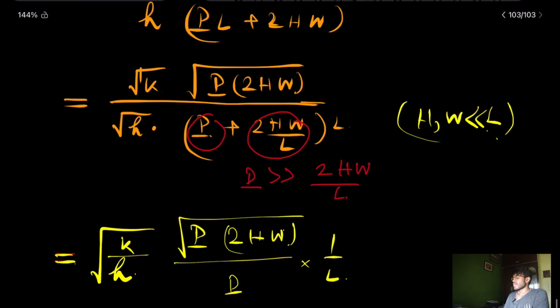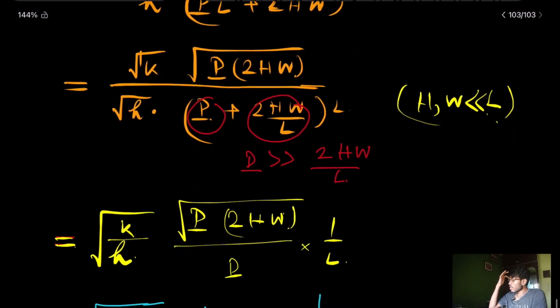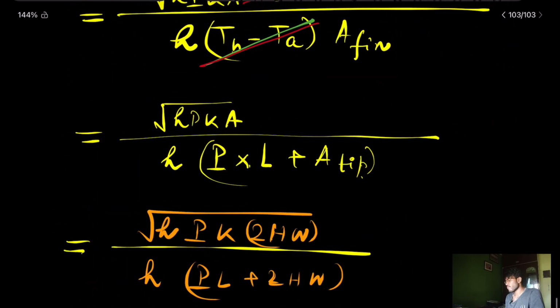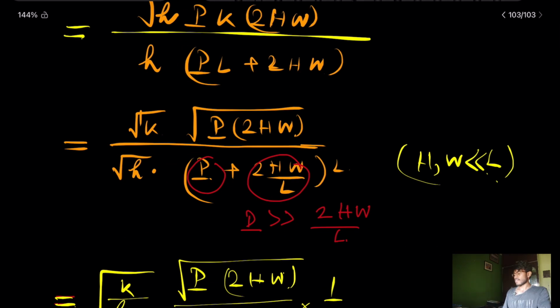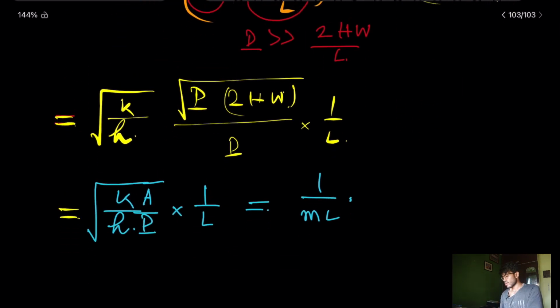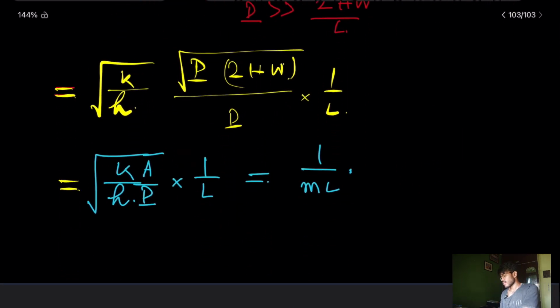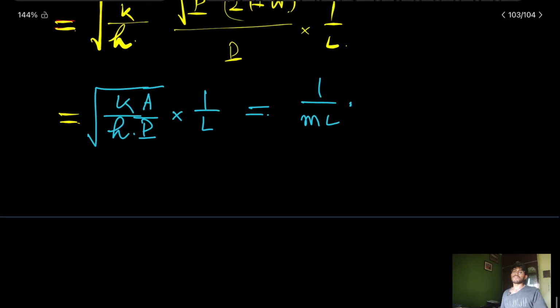Now I am sure that 99% of you have forgotten how this comes, that is, the efficiency of a fin having a very long length, that we all know, that is 1 by ml. Sorry about that, 1 by ml.